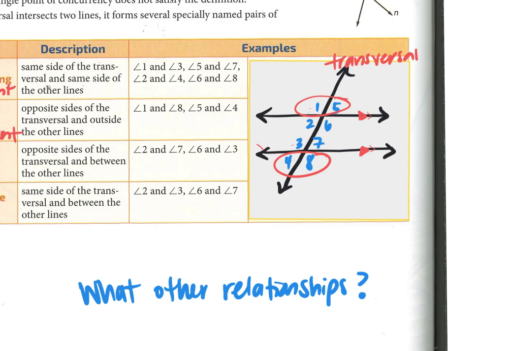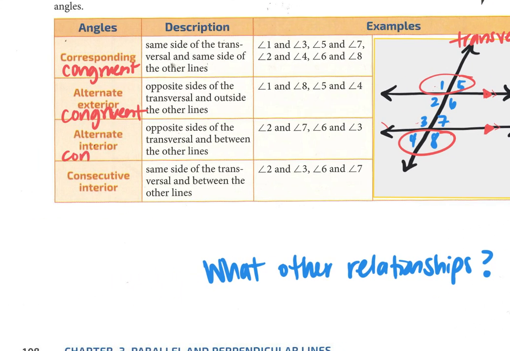The next one, alternate interior. So opposite sides. So 2 and 7 are on opposite sides of the interior. So 2 and 7 are alternate interior, and also 3 and 6 are alternate interior. Same thing. Those are going to always be congruent. But the last one, consecutive interior, some textbooks call this same side interior. A lot of the ones I've used before have said that.